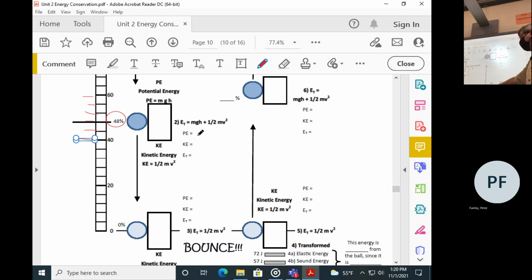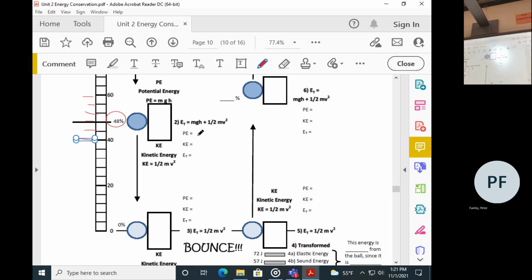So the total energy stays the same at the bounce. So go ahead and copy that. And this is the reason right now that we're not calling it mechanical energy, because it's not all mechanical anymore. When it hits the ground, some of it turns into sound, and some of it turns into heat, and some of it gets squished and released into elastic, right? So we lose this energy from the ball.